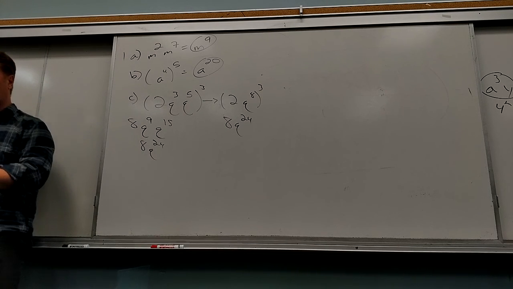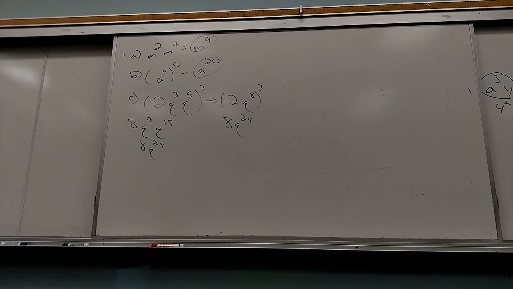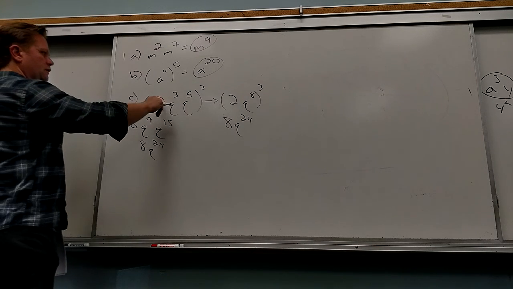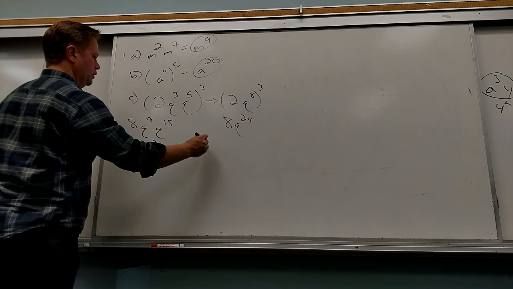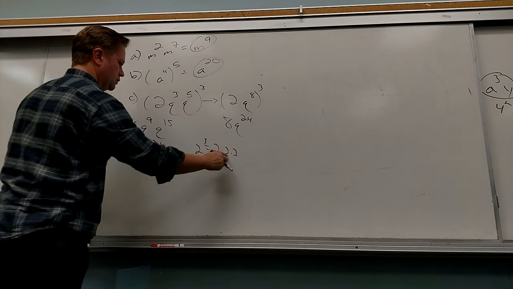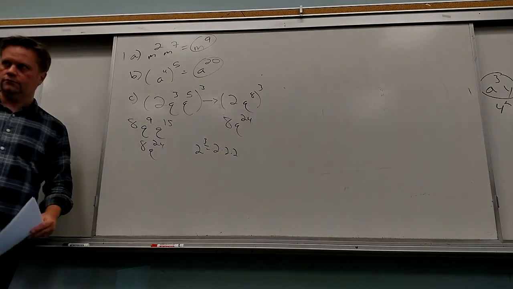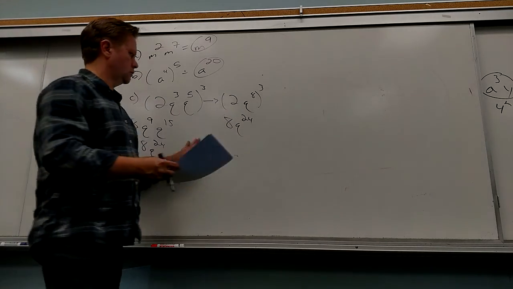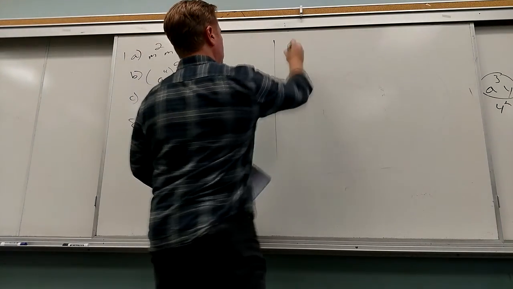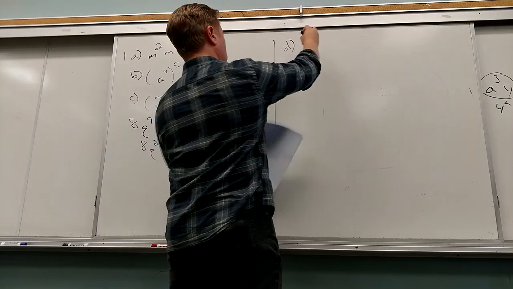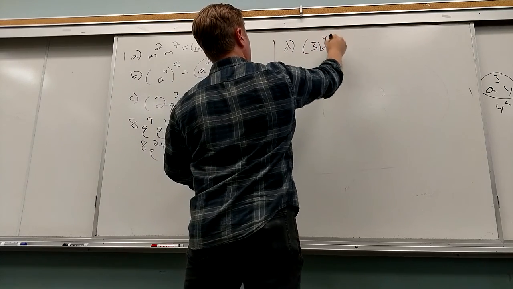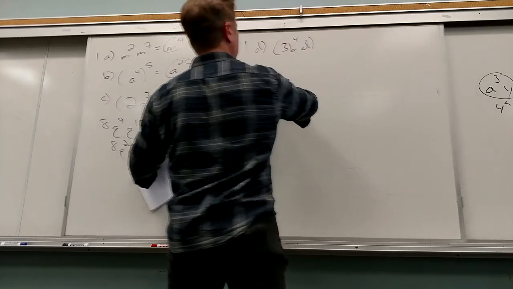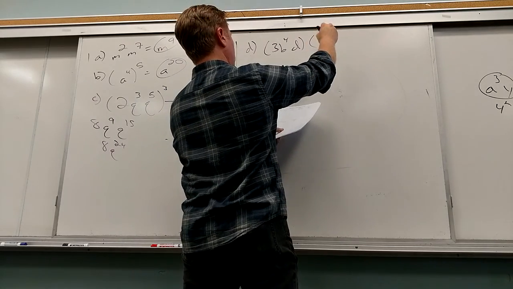I don't know how I got 6. I got 24, yeah. Oh, you did 2 times 3 instead of 2 cubed. 2 cubed means 2 times 2 times 2. 2 times 2 is 4 times 2 is 8. Yeah. Let's see. Okay, good. Where are we at? 5.